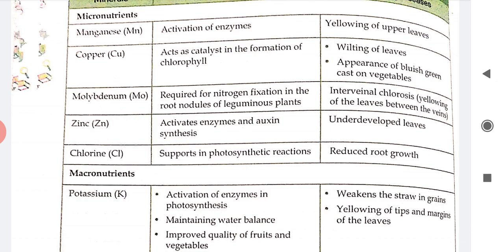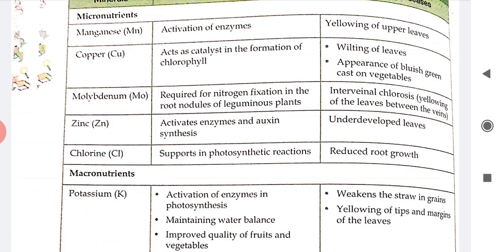Now we have copper, which acts as a catalyst in the formation of chlorophyll. You know that a catalyst is anything which changes the rate of reaction. That means by using that particular mineral, the rate of formation of food is affected. So copper acts as a catalyst. It increases the rate of reaction for the formation of chlorophyll. You know that the more chlorophyll present, the more food is produced by the plant. Its deficiency is wilting of leaves and appearance of a bluish green cast on vegetables. Wilting means the leaves shrink down.